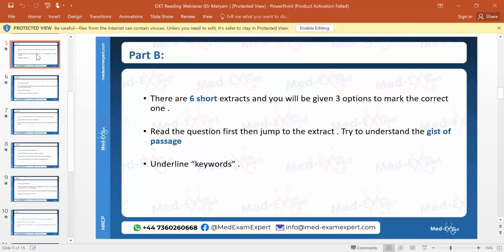But I advise you to first read the question and then move to the paragraph. Never read the question and then the options. You will never understand what is written in the options. How can you know what is written in the options without reading the paragraph? So first read the question, what the examiner is asking, and then move to the paragraph.